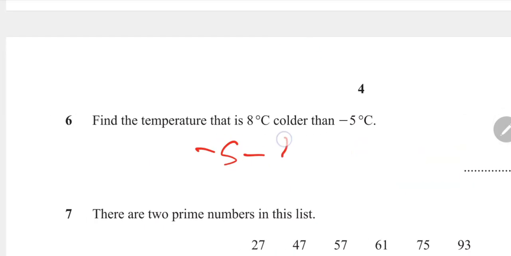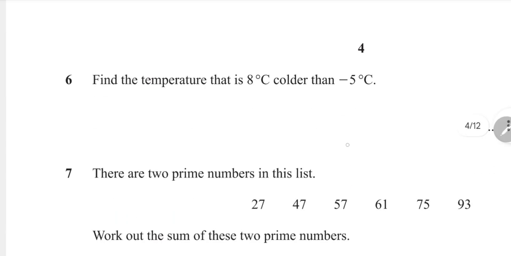So in this case we have -5. For colder we just subtract this temperature. So the total is what? -13 degrees Celsius. Our answer is -13 degrees Celsius. It means that if the temperature is -13 degrees Celsius, it's colder. Now move to the next question.